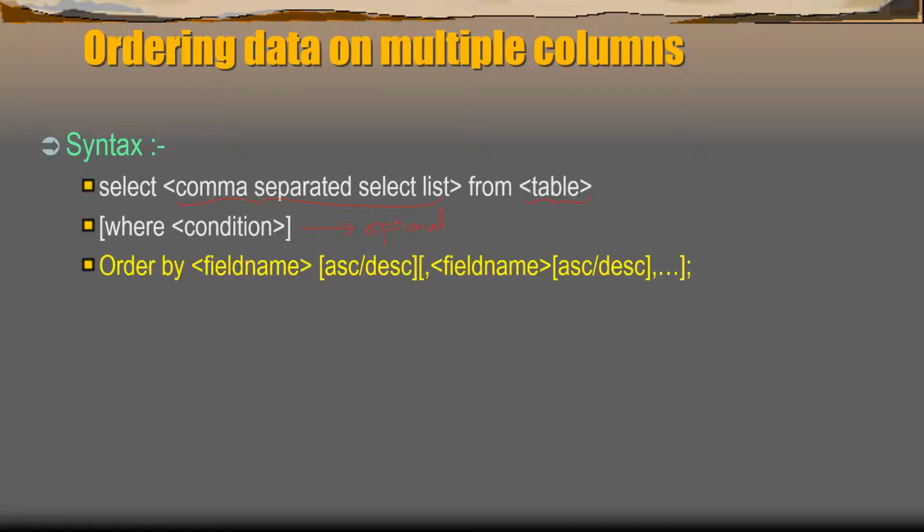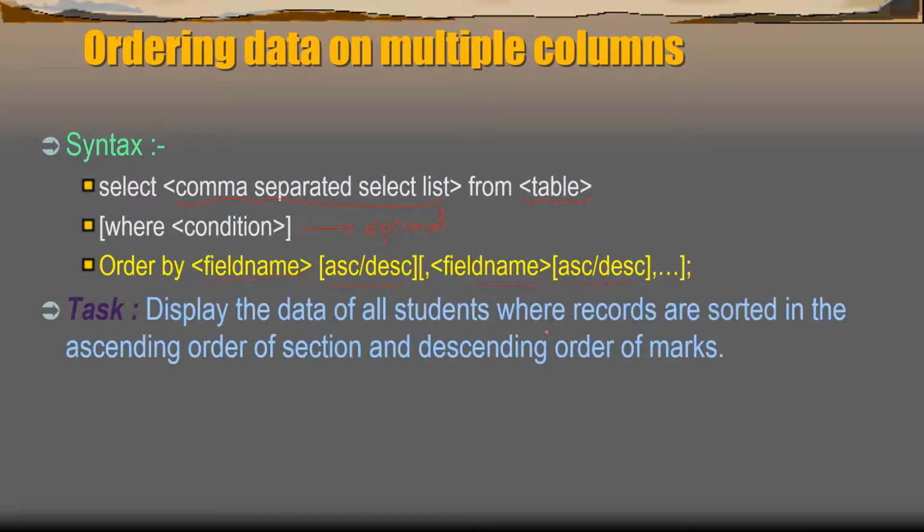And you also have order by field name, either ascending or descending, comma, again field name, ascending or descending. You can go on ordering the records based on n number of fields, but you should not keep it more than 3. Otherwise it becomes very complicated and the overall effects of sorting also are not very clear.